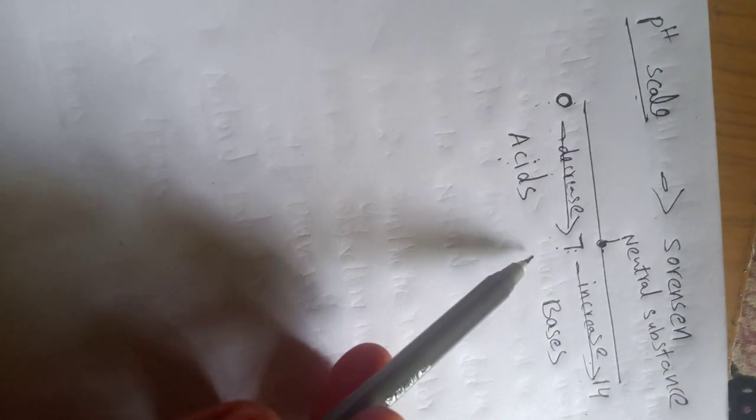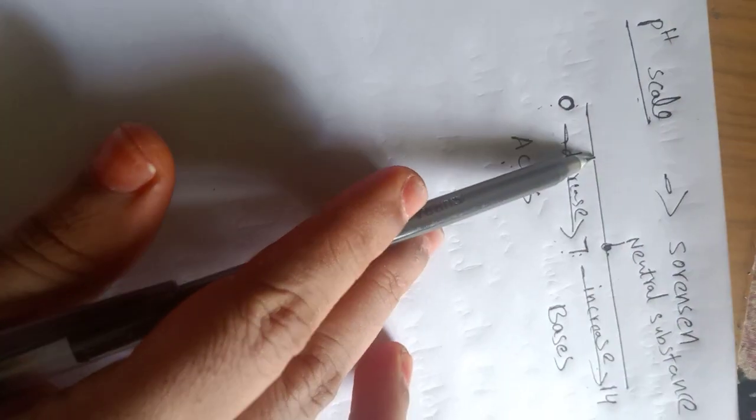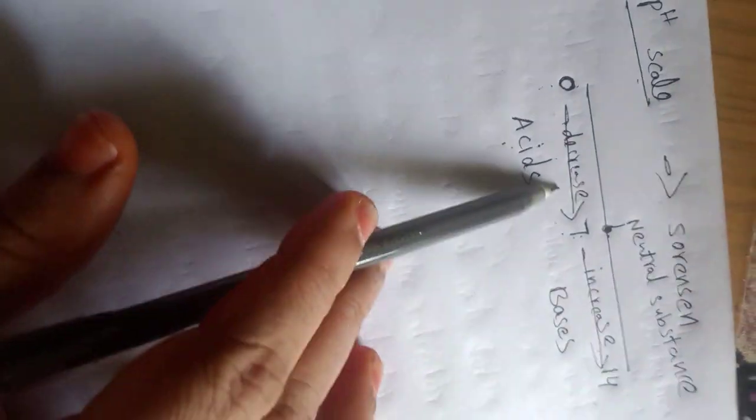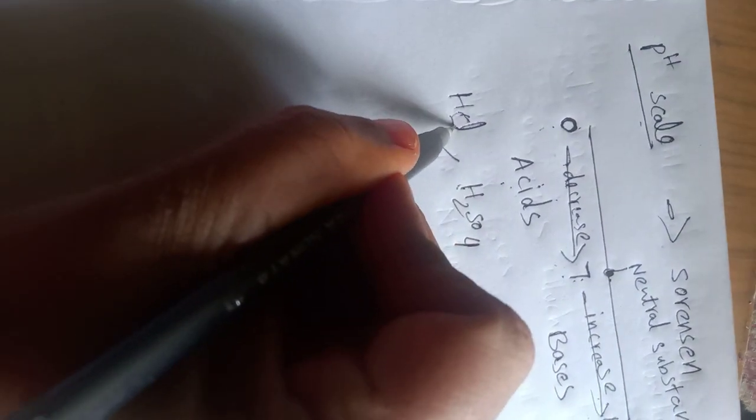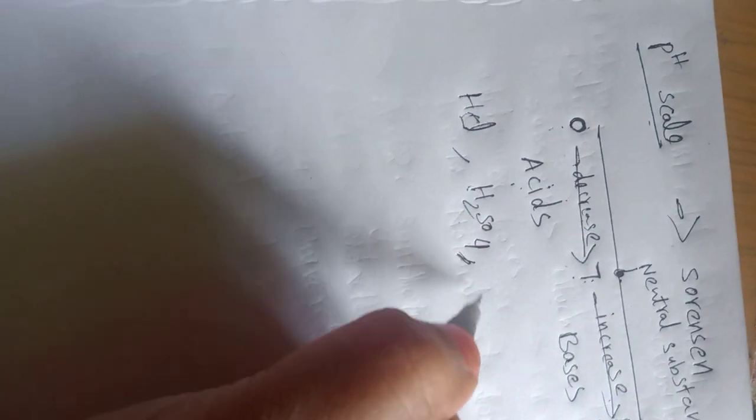pH papers are also available, indicators of pH values. By using pH papers we can test acids and bases. Coming to HCl, hydrochloric acid, H2SO4 sulfuric acid, and HNO3 nitric acid. These are strong acids.